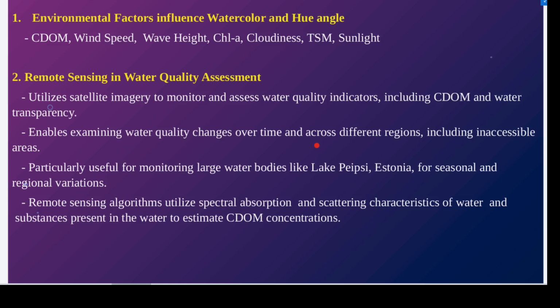samples for water quality monitoring. In this case, remote sensing technology, particularly satellite imagery, is being used as a promising technology to assess water quality indicators such as CDOM or water transparency. It enables examining water quality changes over time and across different regions, and it is particularly useful for monitoring large water bodies like Lake Peipsi.